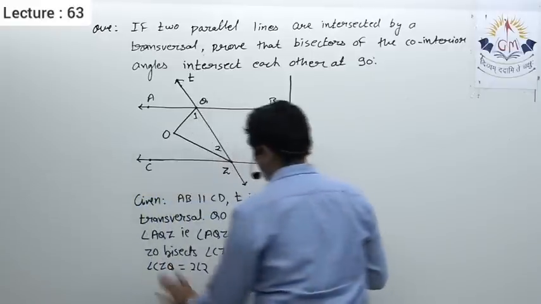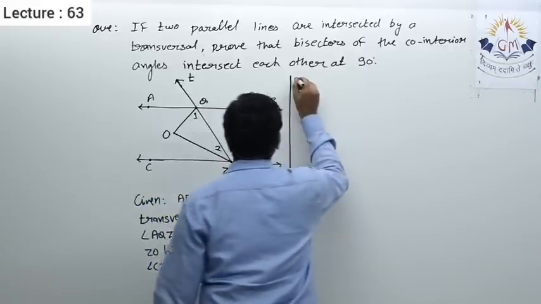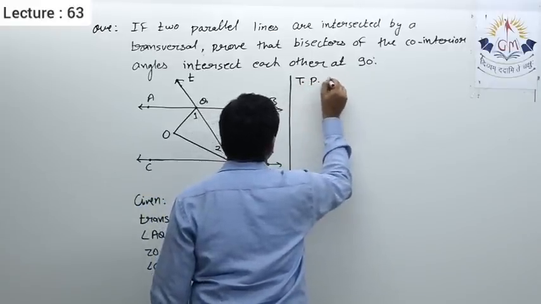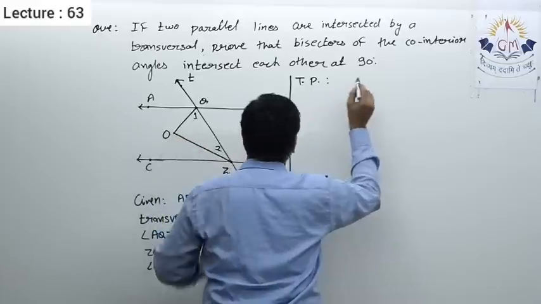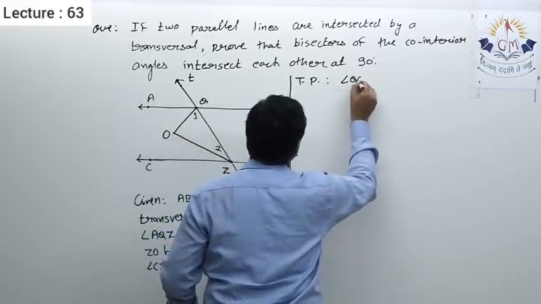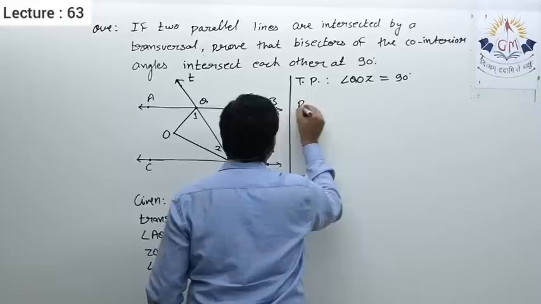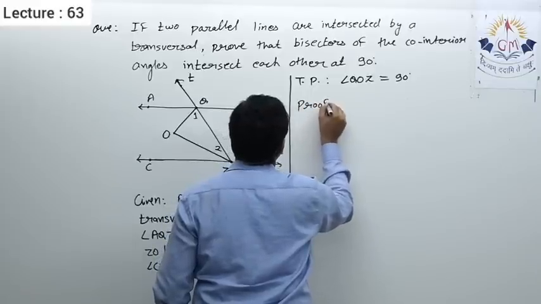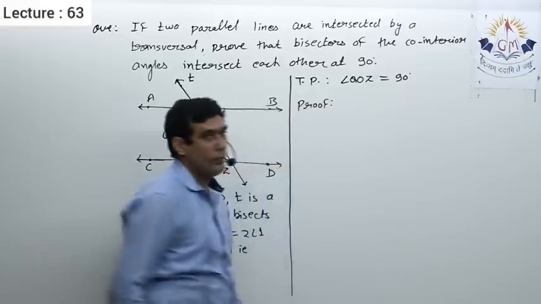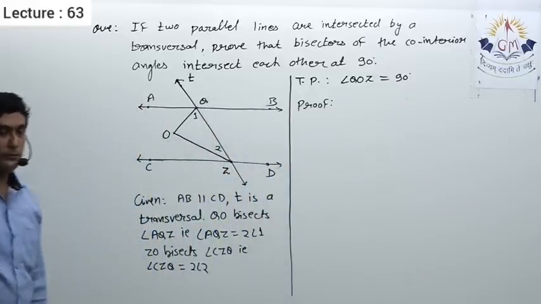Okay, so this is given. What we have to prove? To prove angle QOZ is equal to 90 degree. So let us see how to prove this, for a while, then I will give you its solution.